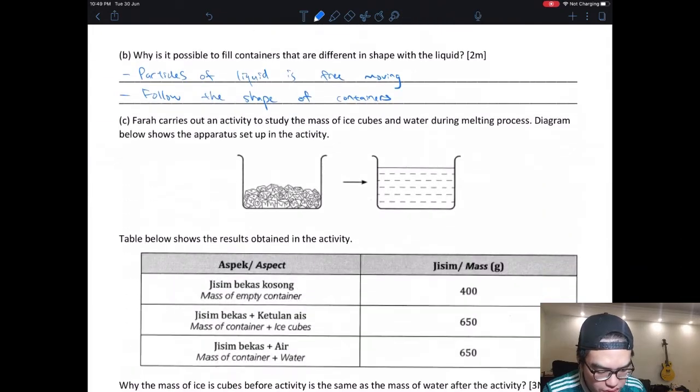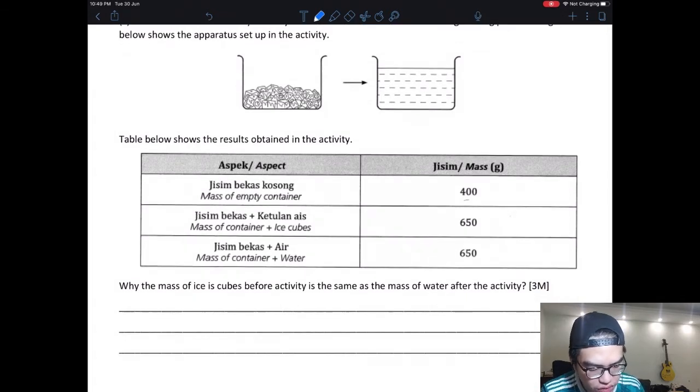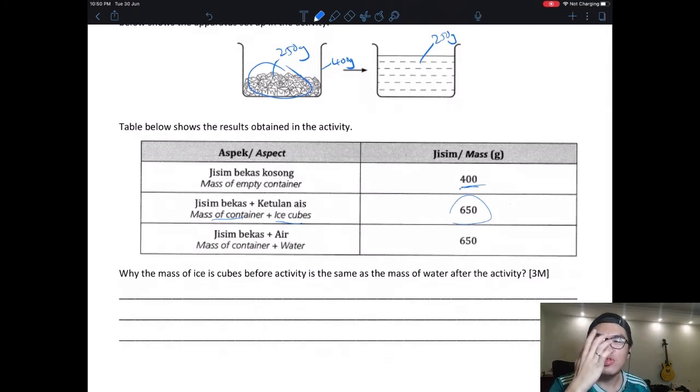C, Farah carries out activity to study the mass of ice cube and water during melting process. So the beaker is 400 gram. The container plus ice is 650, which means the ice inside is 250. And then this is also 250. As you can see, mass will not change. 250 grams of ice, you get 250 grams of water. You don't get 251. You don't create something, unless you're like God.